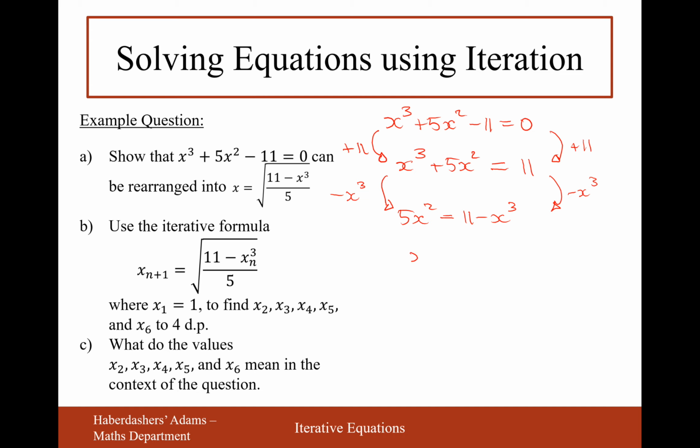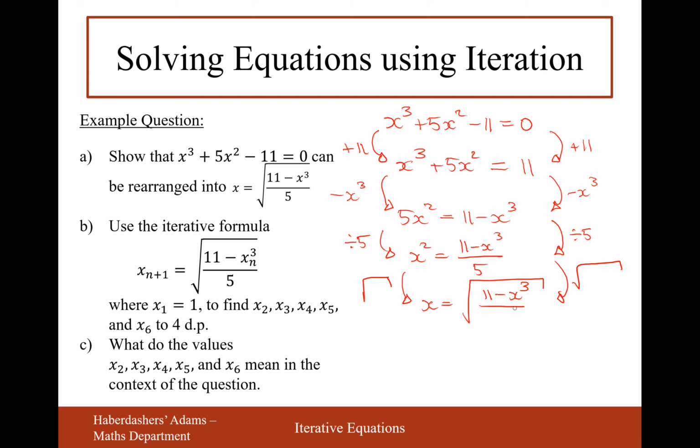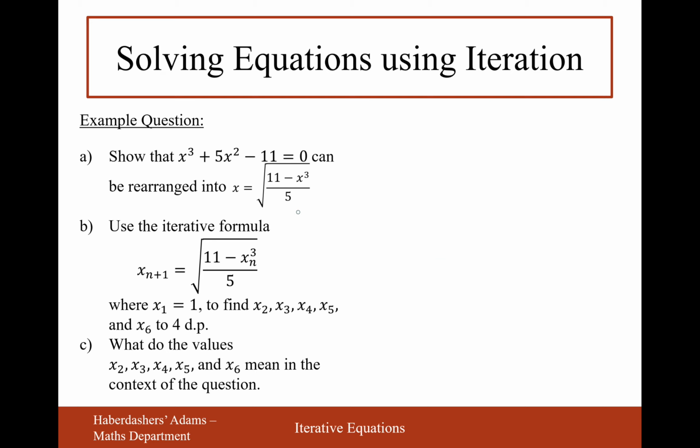Then I'll divide by the 5 on both sides. So divide by 5, divide by 5. And that will give me x squared equals 11 minus x cubed over 5. And the final thing to do will be to get rid of this square, and the opposite of squaring is square rooting. So square root, and you get x equals the square root of 11 minus x cubed over 5. And there we are, we've rearranged it into this formula here. So once again, notice that what we've done to rearrange it now appears as the iterative formula. So the equations here are linked together.